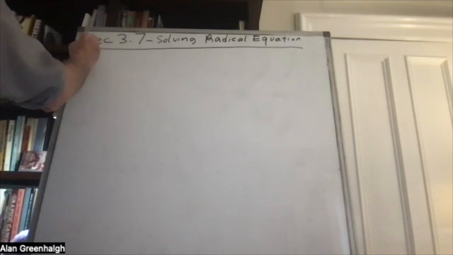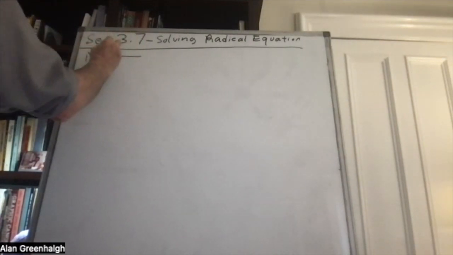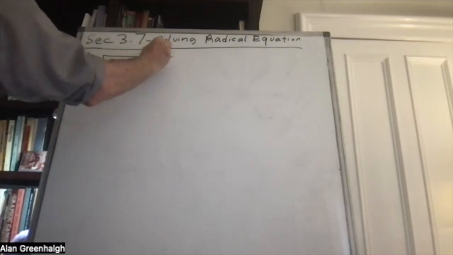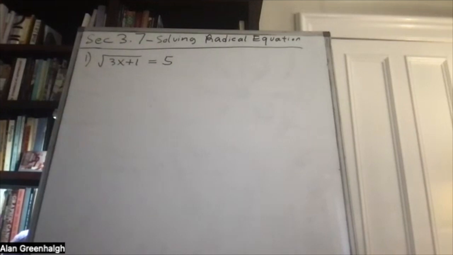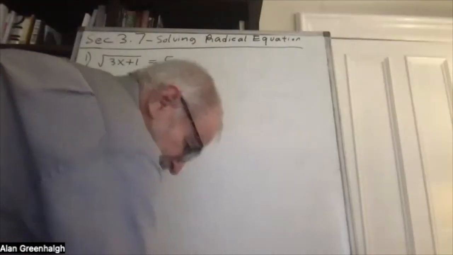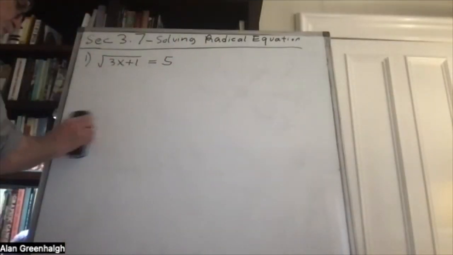Okay, here's an example of what I'm talking about. The square root of 3x plus 1 is equal to 5. How do we do this? Anybody have a suggestion?